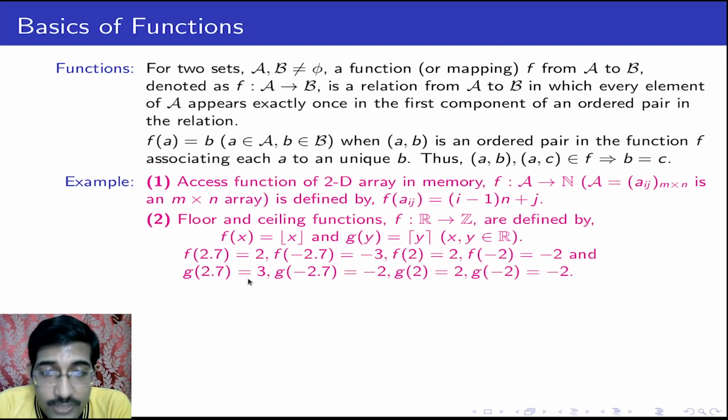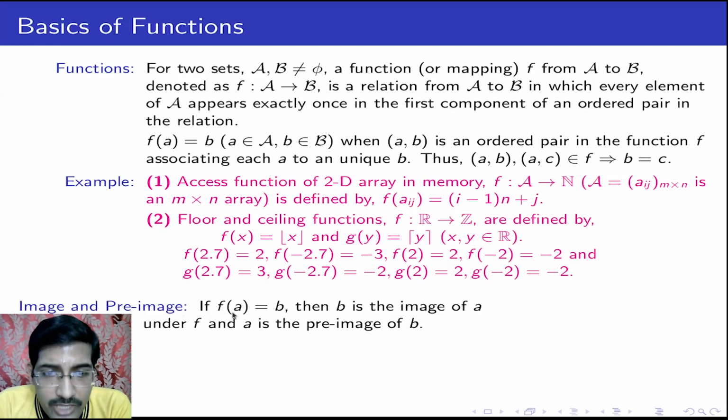In ceiling functions, we do just the dual. So it's the least integer that is greater than or equal to 2.7, minus 2.7, and so on. So these two are functions taking a real and associating it with an integer.